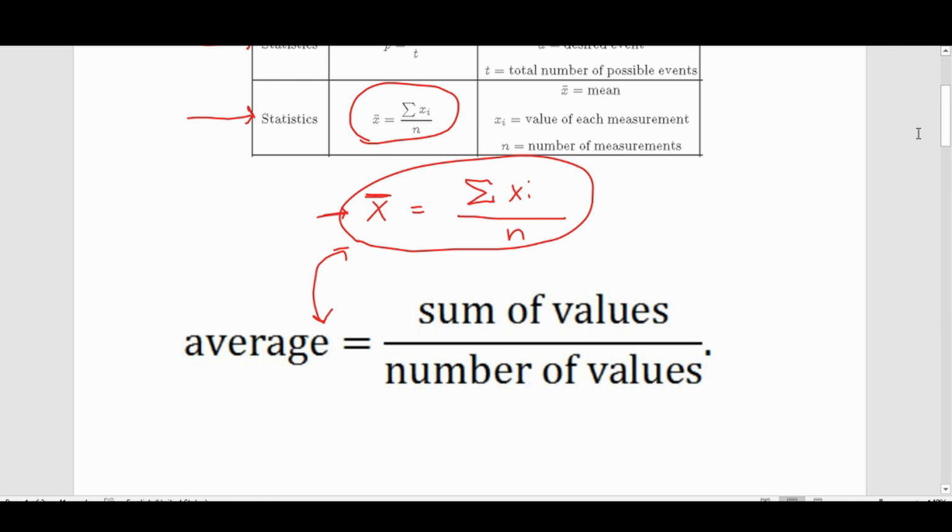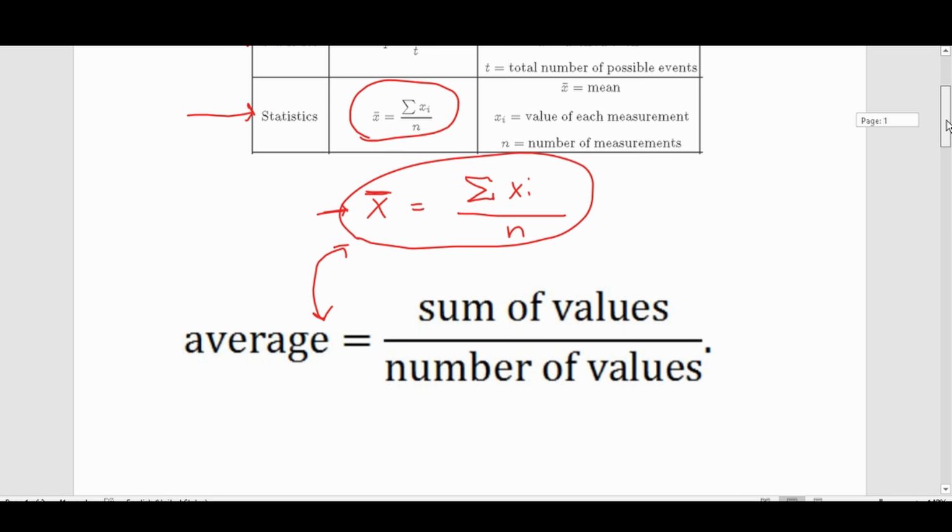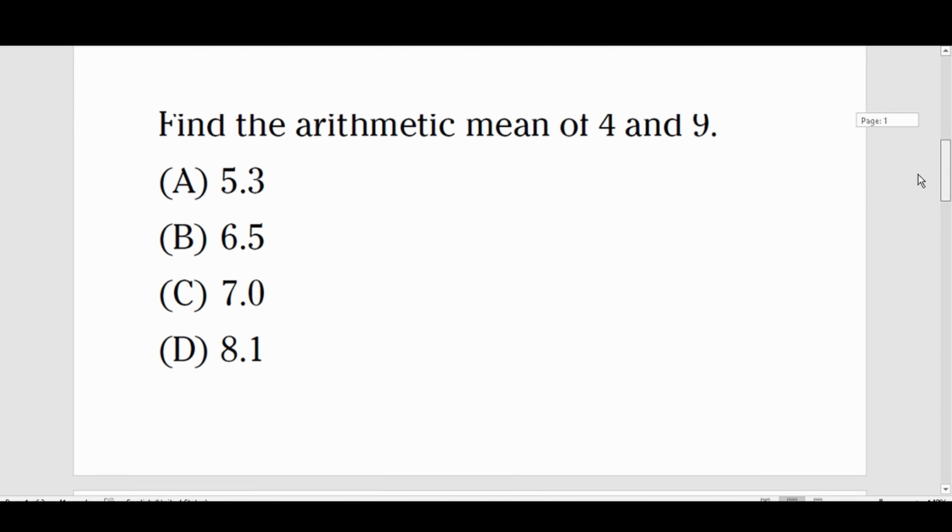The first three problems in this video are straightforward. We're basically going to do the arithmetic to calculate the average. And the last two problems are word problems that you'll probably see at least once on the ASVAB. So let's go ahead and get started.